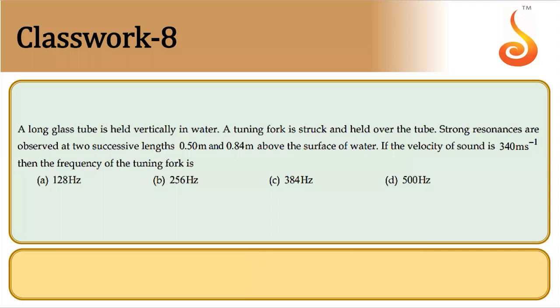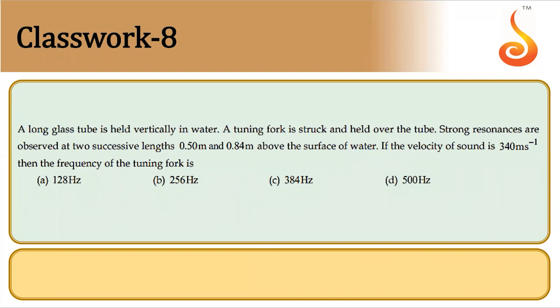A long glass tube is held vertically in water. A tuning fork is struck and held over the tube. Strong resonances are observed at two successive lengths, 0.5 meter and 0.84 meter, above the surface of water. If velocity of sound is 340, then the frequency of the tuning fork is?